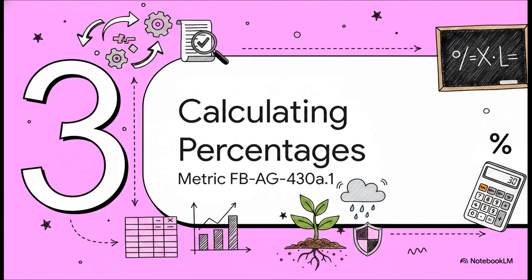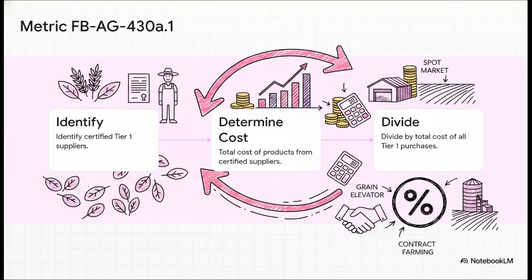Okay, Section 3, Calculating Certification Percentages. So let's get into the actual math here. It's basically a three-step process. First, you isolate the cost of products sourced from certified Tier 1 suppliers. And remember, Tier 1 means the suppliers you transact with directly. Then, you divide that by the total cost of all agricultural products purchased from all your Tier 1 suppliers.